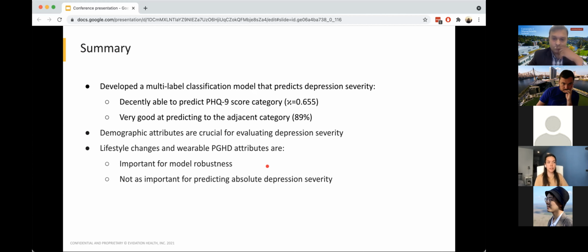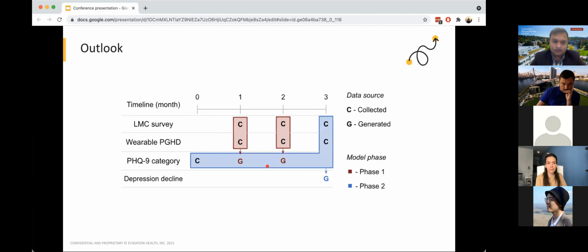And this is consistent with multiple studies investigating relationships between sociodemographics and depression and sleep and depression. It was honestly very surprising that changes and trends in wearable PGHD didn't improve model performance, but more of the threshold-based features improved our robustness.